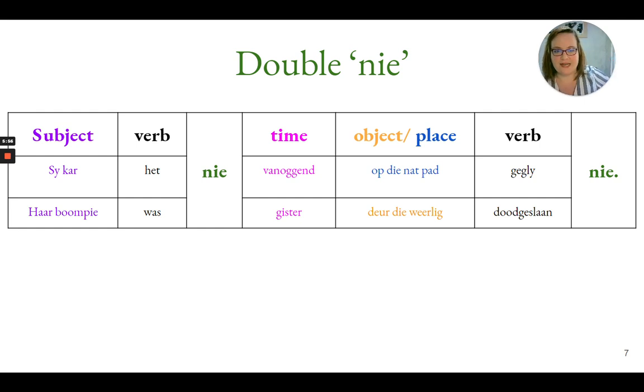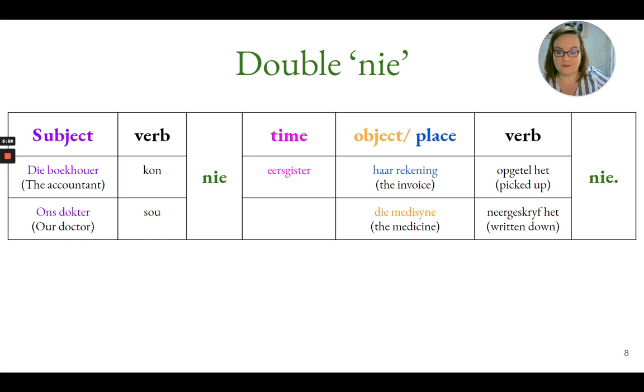Good. So let's practice another one. Die boekhouer kon nie, helping verb, eergister haar rekening opgetel het nie. And now I have all the translations. I don't know why I didn't have them in the previous ones. Okay. Die boekhouer, the accountant, couldn't, nie, kon nie, couldn't, eergister, the day before yesterday, haar rekening, the invoice, picked up, nie. So optel is the compound verb here, but it's opgetel because it's past tense.